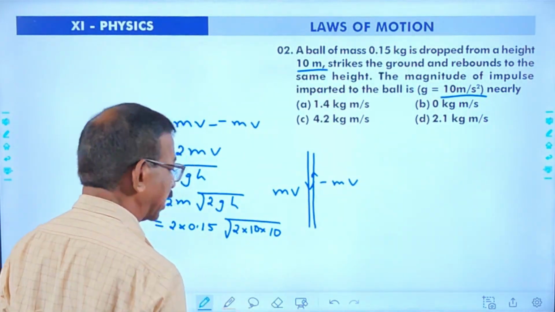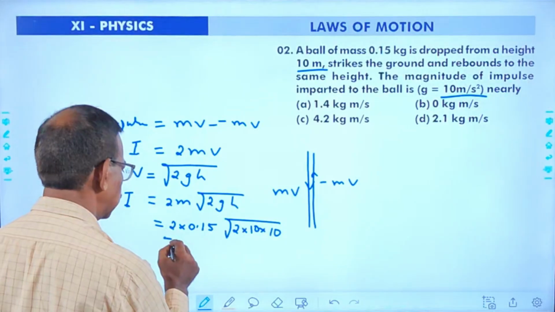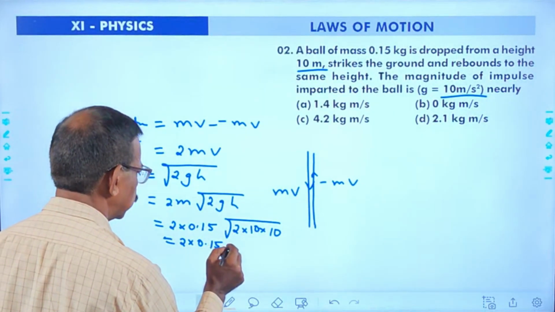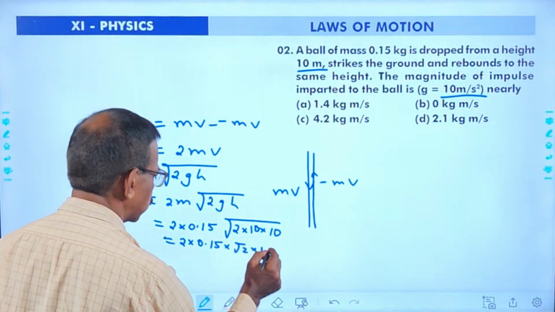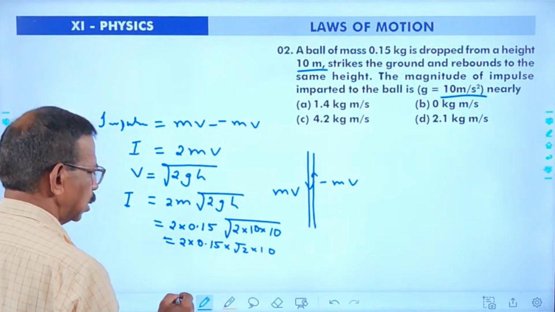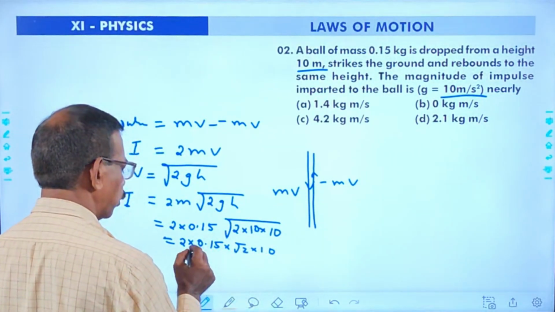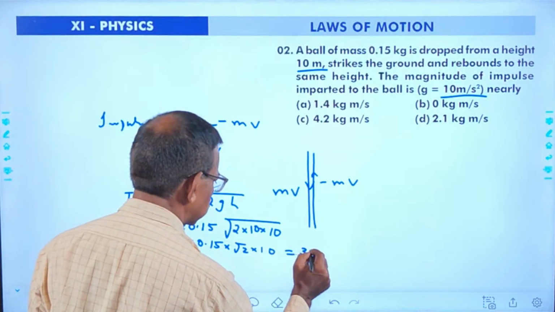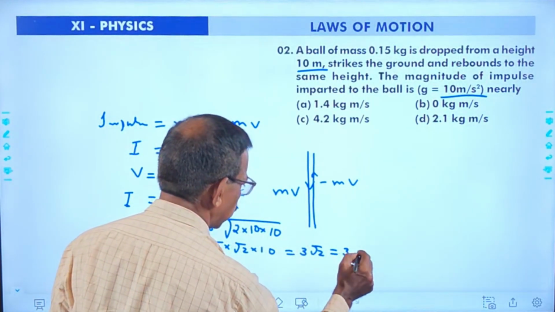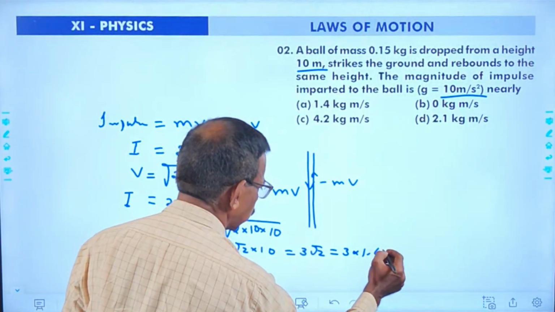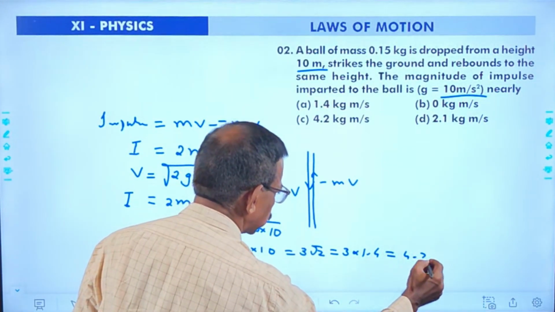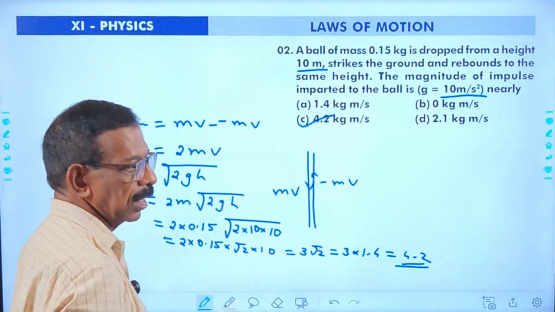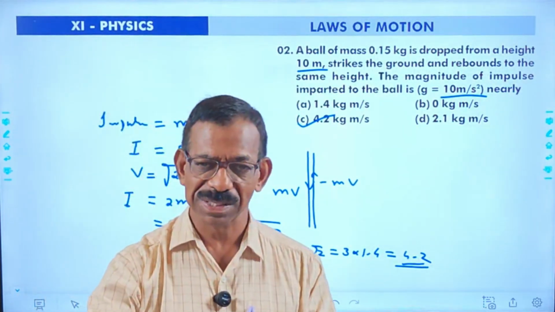Here 10 into 10 is 10 square. We may take the roots. That is 2 into 0.15 into root 2 into 10. Now it is 10 into 0.15, 1.5. 1.5 into 2 is 3, then 3 root 2. 3 into 1.4 is equal to 4.2. Here the answer is 4.2 kilogram meter per second. The answer is option C.